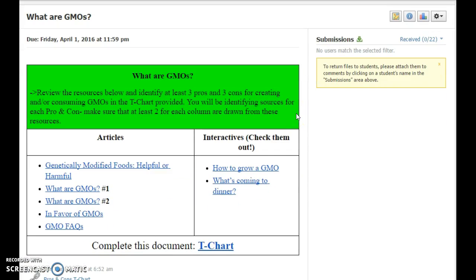you're going to explore really what GMOs are. We hear that acronym a lot, but here's some really great resources that you can use to explore really what GMOs are. And here's some quality interactives too. I really encourage you to go through all these and take a look.